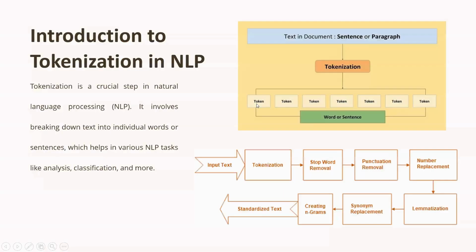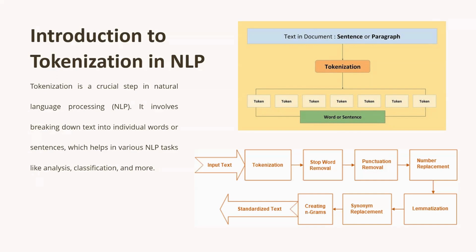So let's introduce tokenization in NLP. We can see here a text or document, like a sentence or paragraph, which is divided into tokens arranged in order. If we give an input text, the output is standardized text, involving stop word removal, punctuation removal, number replacement, creating n-grams, semantic replacement, and lemmatization.